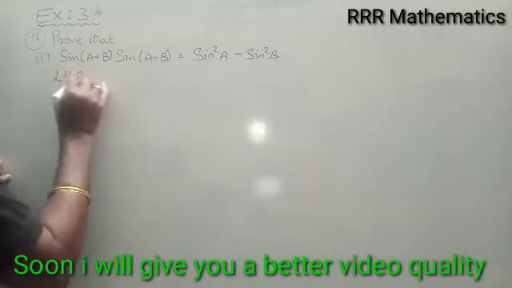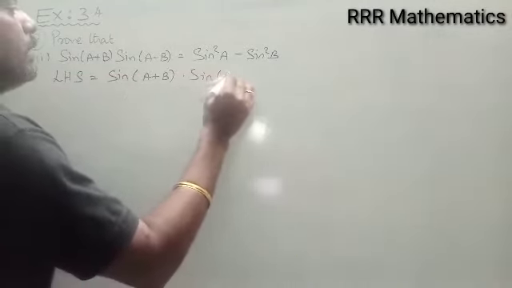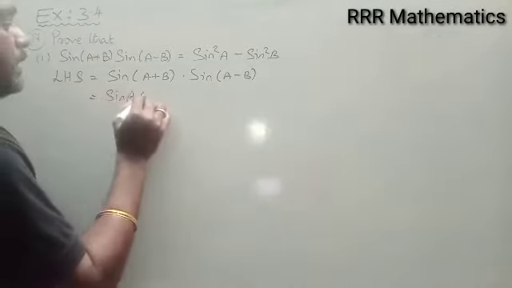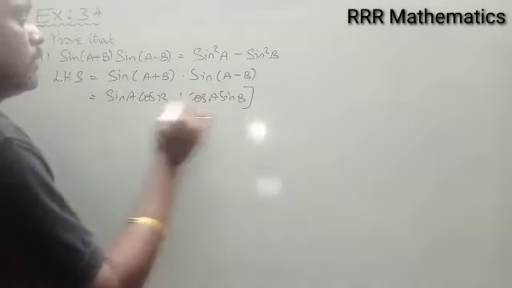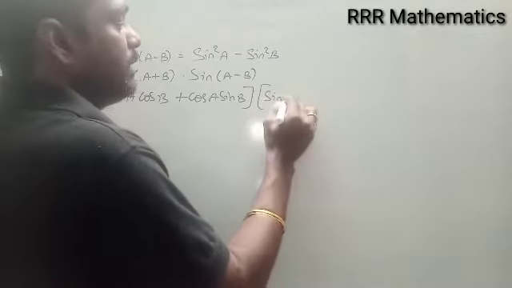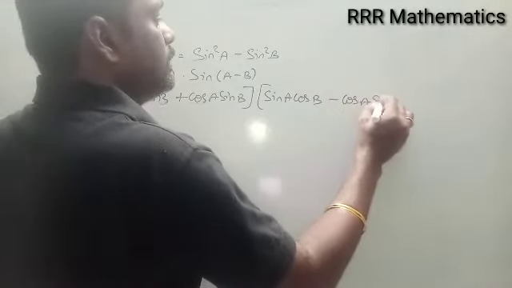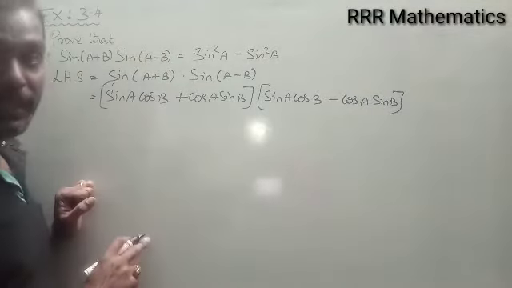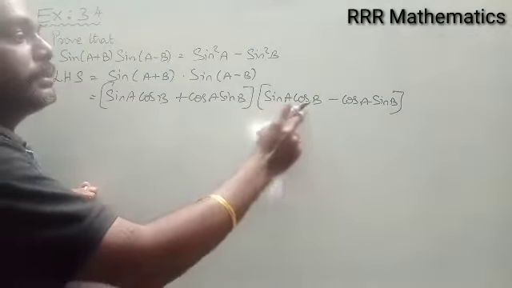So my left hand side: sin(a+b) into sin(a-b). Sin(a+b) formula: sin a cos b plus cos a sin b. This is sin(a-b). Using the sin(a-b) formula: sin a cos b minus cos a sin b. So I will use the compound angle formulas for sin(a+b) and sin(a-b) respectively. Sin(a+b) is sin a cos b plus cos a sin b. For sin(a-b), sin a cos b minus cos a sin b.